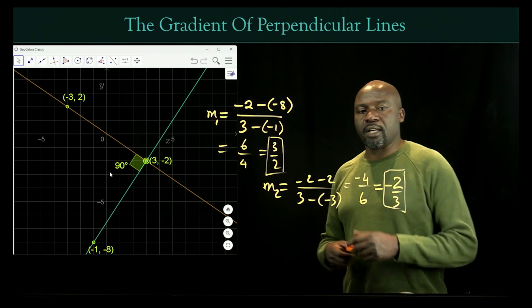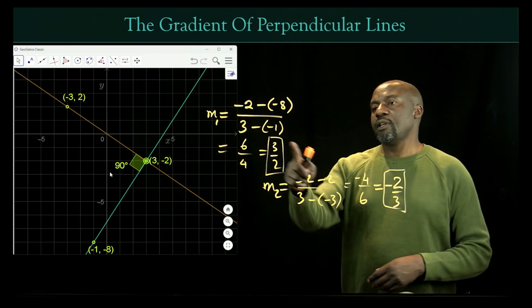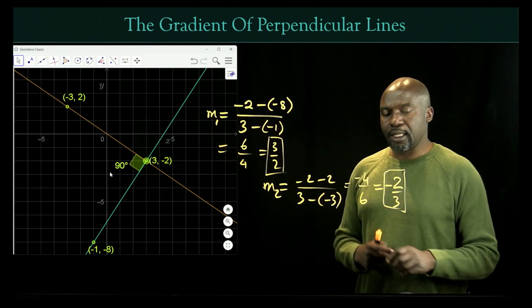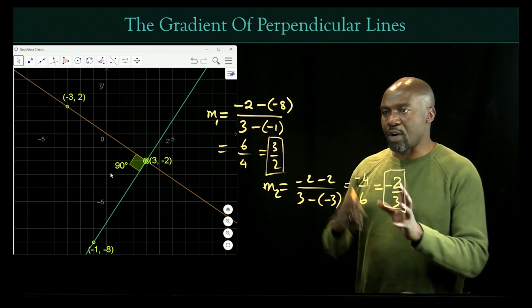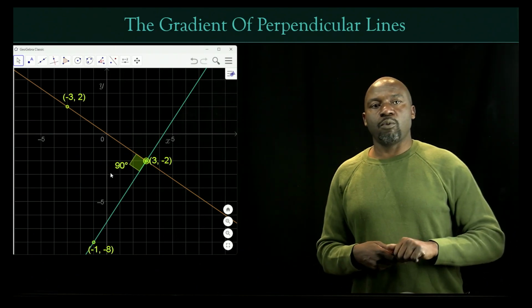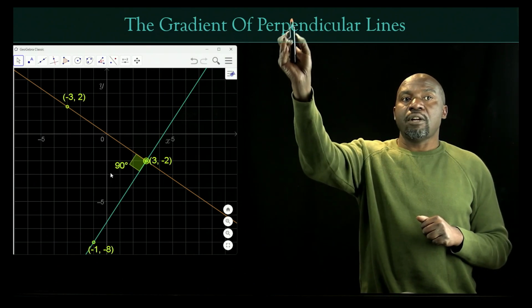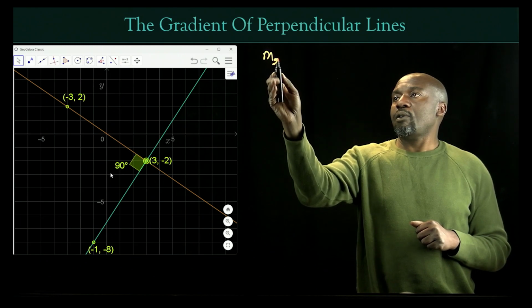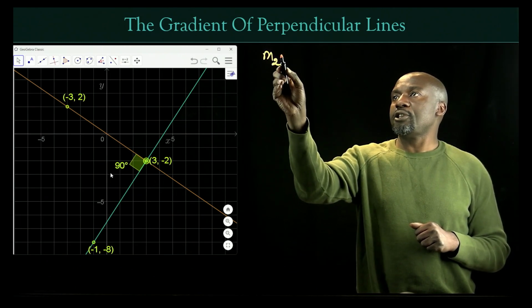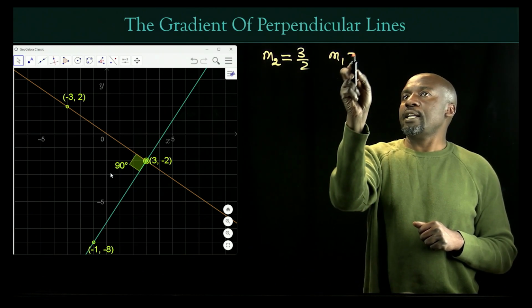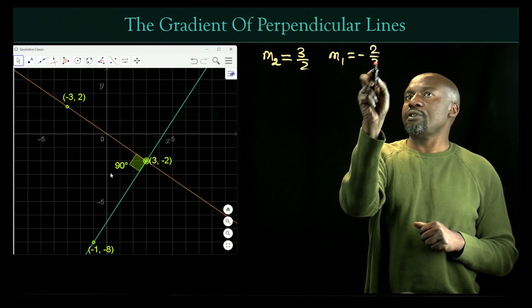Now I want us to do the same. I can change the values. I can put this aside. This is 3 over 2, and this is -2 over 3. Please keep this in mind, or write it down somewhere, because I want you to see the pattern. So what we have actually seen is that when the gradient of one line is 3 over 2, the gradient of the other line is -2 over 3.